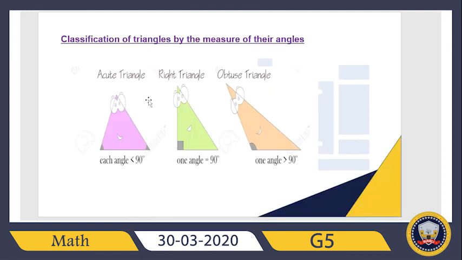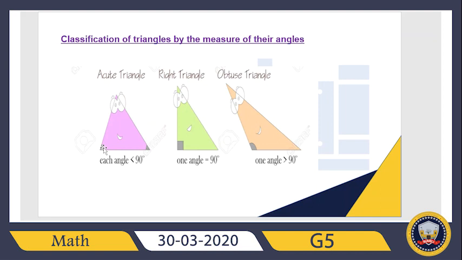Let's revise it again. Do you remember when we said the classification of triangles by the measure of their angles, or by the angle measurements? And we said that we have three types of triangles based on the measure of their angles. The first type of the triangles is called acute angle.